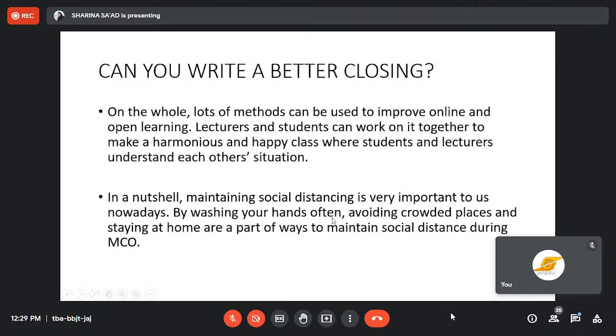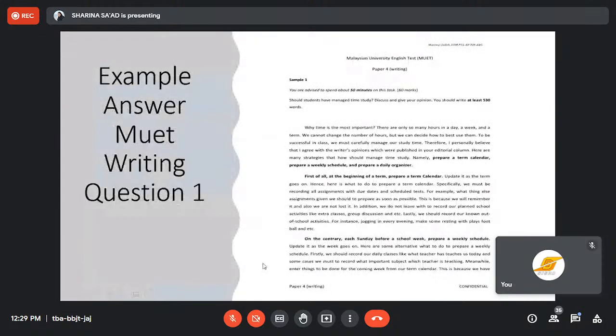Okay, but still, if you have the time, you can also write about the future. In the future, by following our SOP, by following all these restrictions, maybe the pandemic can be curbed. The pandemic can be overcome. Maybe you can write one last sentence here, your hope for the future. Okay. All right. So this is an example of MUET writing, question 1.